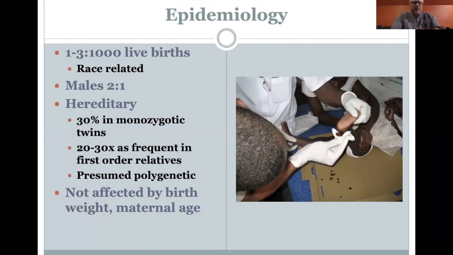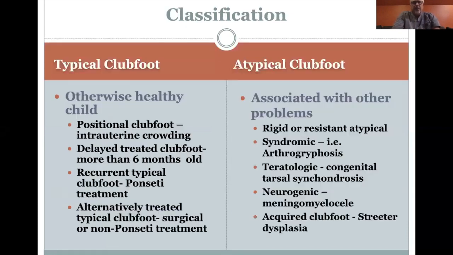It's 30% in monozygotic twins and 20 to 30 times as frequent in first order relatives when there is a clubfoot. It is presumed a polygenetic disorder. It's not affected by birth weight or maternal age. There are essentially two types of clubfoot deformity: typical and atypical. Typical is your otherwise healthy child. It's a positional clubfoot due to intrauterine crowding.